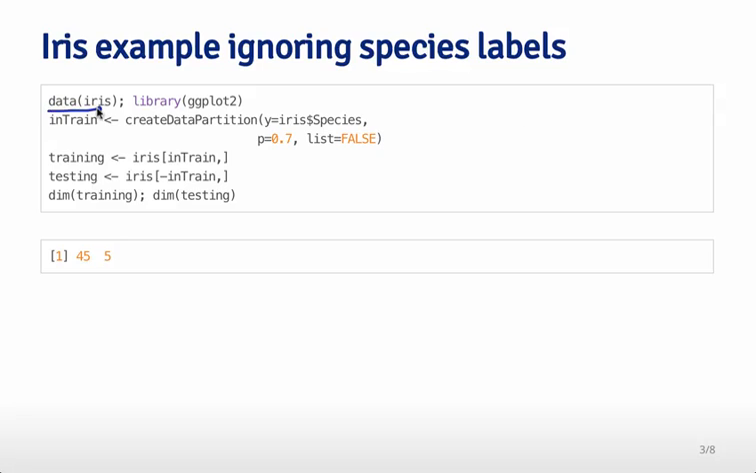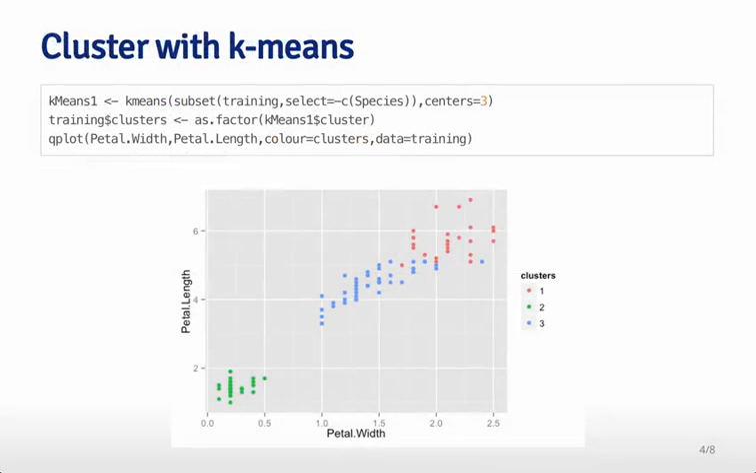So if I load the iris data in the ggplot library, I can then create a training and test set for the iris data, just like I have in previous examples, but I could ignore the species clusters. So one thing that I could do is perform a k-means clustering. If you remember that k-means clustering from the exploratory data analysis section of the Data Science Specialization. If you don't, you can look it up on Wikipedia. And the basic idea here is to create three different clusters. So I'm telling it to create three different clusters, ignoring the species information.